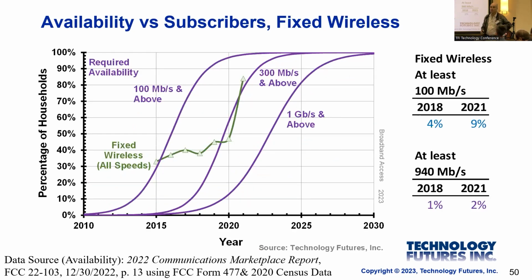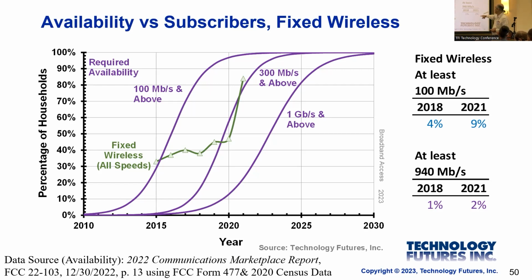And then I mentioned fixed wireless as being suddenly a player. The green line is the percentage of all households that have fixed wireless available to them. And then it shows the required availability curve for 100 megabits, 300, and 1 gig. You can see that fixed wireless was kind of too late for the 100 megabits per second generation, but pretty much in time for 300 megabits and 1 gig. The only problem is right now, or at least as of 2021, only 9% was even at 100 megabits per second and above. I think it's way over that now.